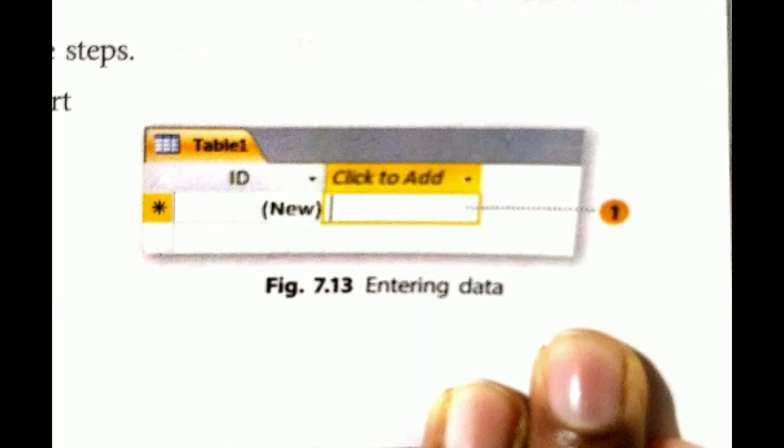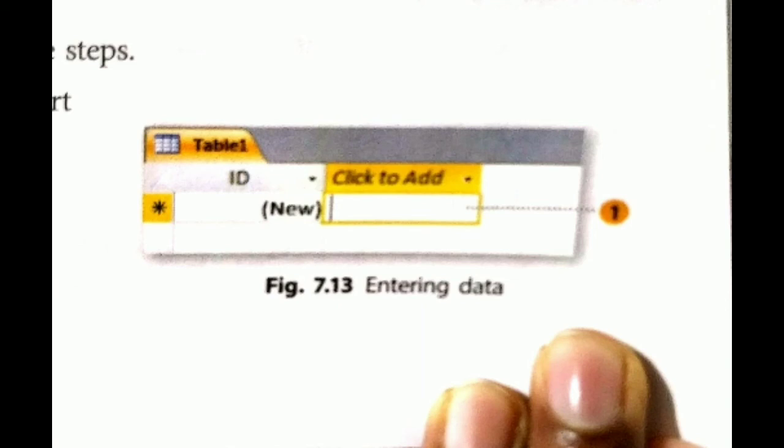The first step that you have to follow in order to enter the data into our table is, under the click to add column, like what you see in this picture, you can start entering the first record. Here the first record is employee name, so you can start entering the employee name. If you want to move to the next field, you can press the tab key. If you want to move to a new record, you have to use the arrow keys.